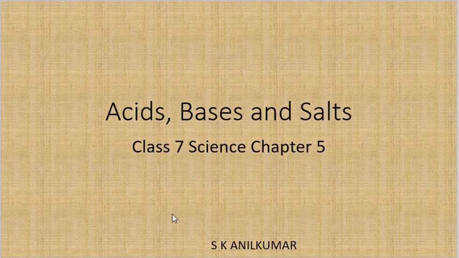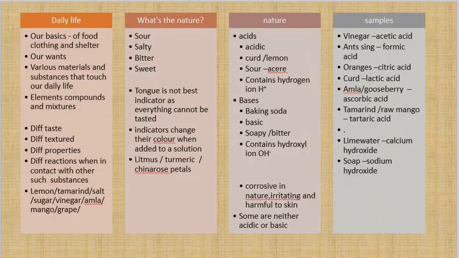In this session, we are talking about acids, bases, and salts for Class 7 Science Chapter 5. Acids, bases, and salts, Class 7, Chapter 5, NCERT pattern. What are acids? Now, we have studied there are various substances found in the nature.